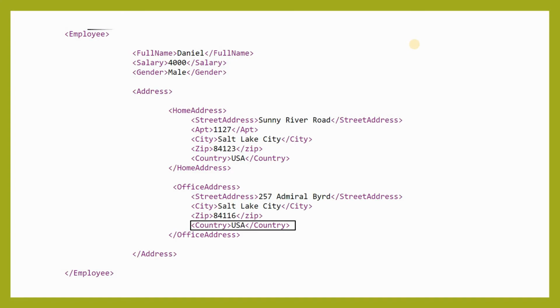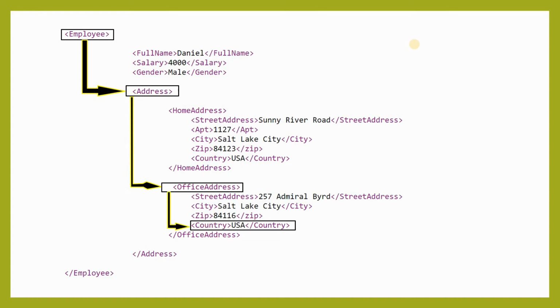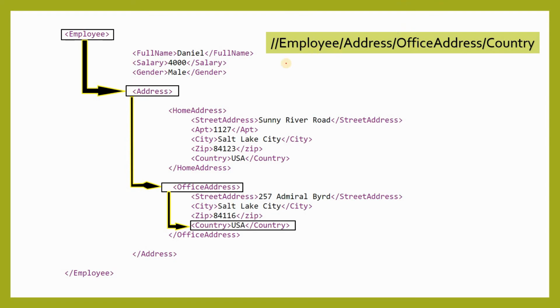Now let's suppose we want to retrieve the country from this web service response. To retrieve the country, from the root node element, that is employee, we have to travel to the address. Under the address, we have to travel to the office address. Under the office address, we have to travel to the country. So the final XPath expression for this will be two forward slashes, then employee, then address, then office address, and then country. By this XPath expression, we'll get the value as USA.